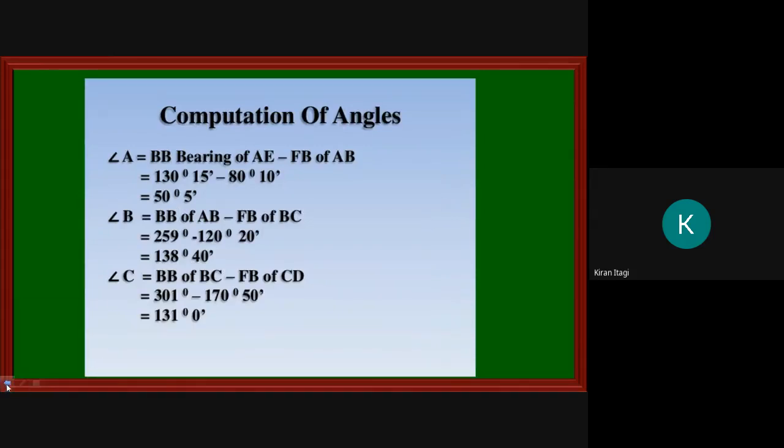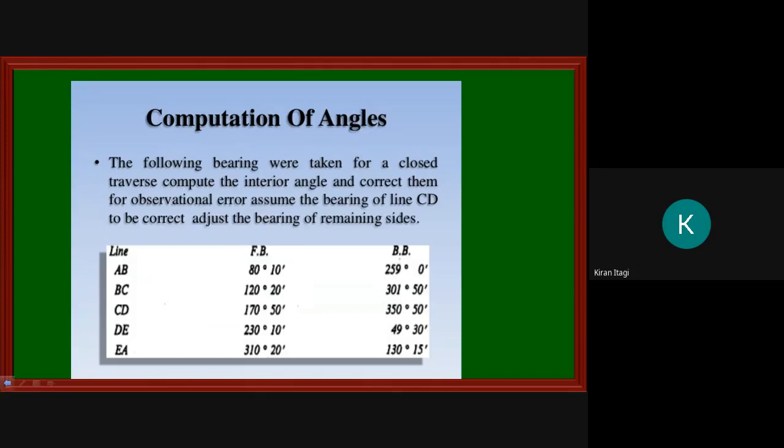I will read the question once more. The following bearings were taken for a closed traverse. Compute the interior angles and correct them for the observational errors. Assume the bearing of line CD to be correct. Adjust the bearing of the remaining sides.